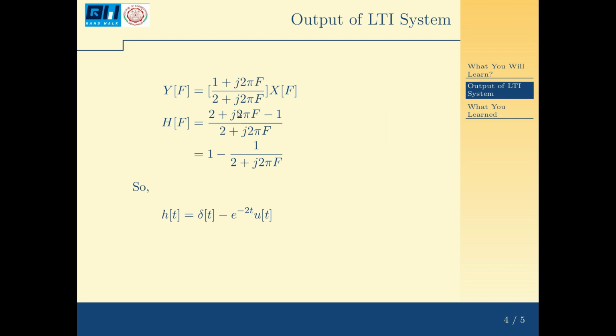I can write this as (2 plus j2πf minus 1) divided by (2 plus j2πf). That becomes 1 minus 1 by (2 plus j2πf). So the impulse response is the inverse of this H(f). The inverse of 1 is delta(t), and the inverse of 1 by (2 plus j2πf) is e raised to minus 2t u(t). So h(t) is equal to delta(t) minus e raised to minus 2t u(t).